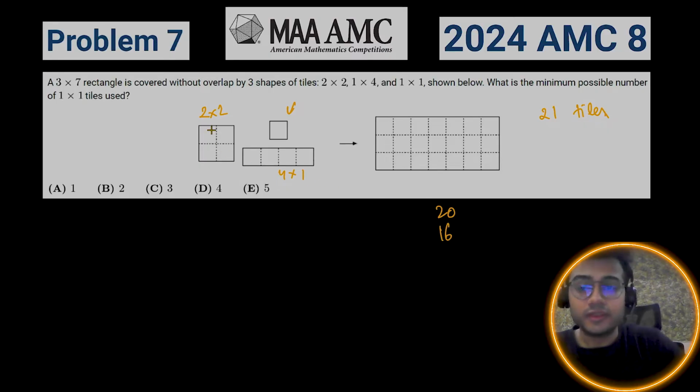Since each of them covers 4 squares at a time, if you just use these two, they should be able to cover only multiples of 4. Now, if they cover 20, that means we need to use one 1 by 1 tile. But can we find a configuration that does that? For the life of me, I can't find that configuration.